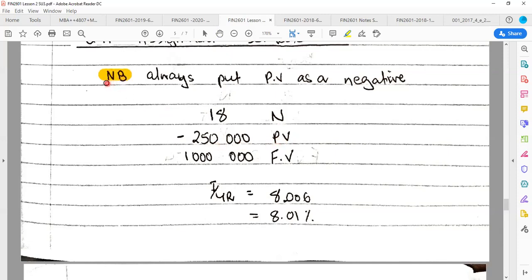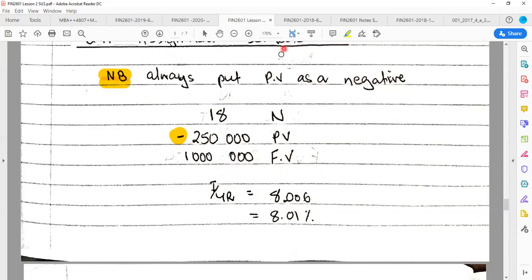Please note, when we're doing time value of money calculations, always put your PV as a negative. If you don't do this, your calculator might give you errors. FV is the future value, that's 1 million, that's how much they plan to have. And then we want to calculate the interest. So the calculator calculates this for us. So I'm going to show you how we would input this into our HP calculator.